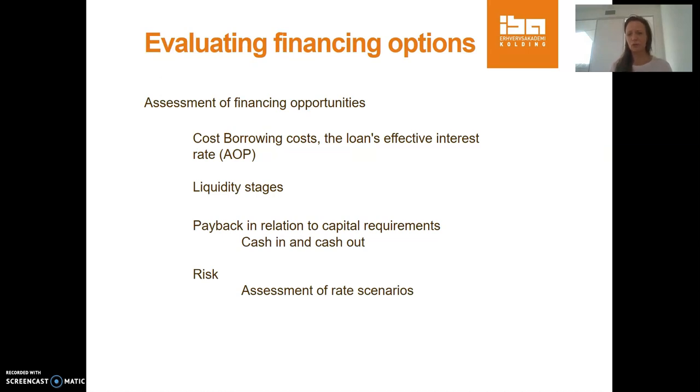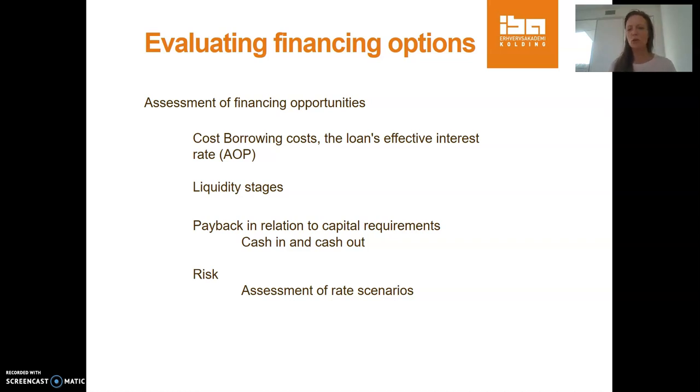These financing options should always be evaluated. What is the most beneficial for the company? So of course, when we talk about external loans, what are the borrowing costs for these loans? Now, I can see there is a little miswriting in the PowerPoint, but I will come back to that in class.